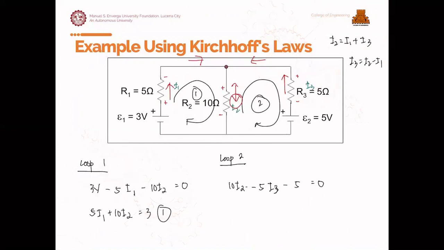So, this will be 10I2 minus 5I3 is equals to 5. Equation 2. Then equation 3 natin is ito. Equation 3 is I1 minus I2 plus I3 is equals to 0. Third equation natin. Let me check kung may masasolve akong value niya. So, 1, negative 1, 1, 0.